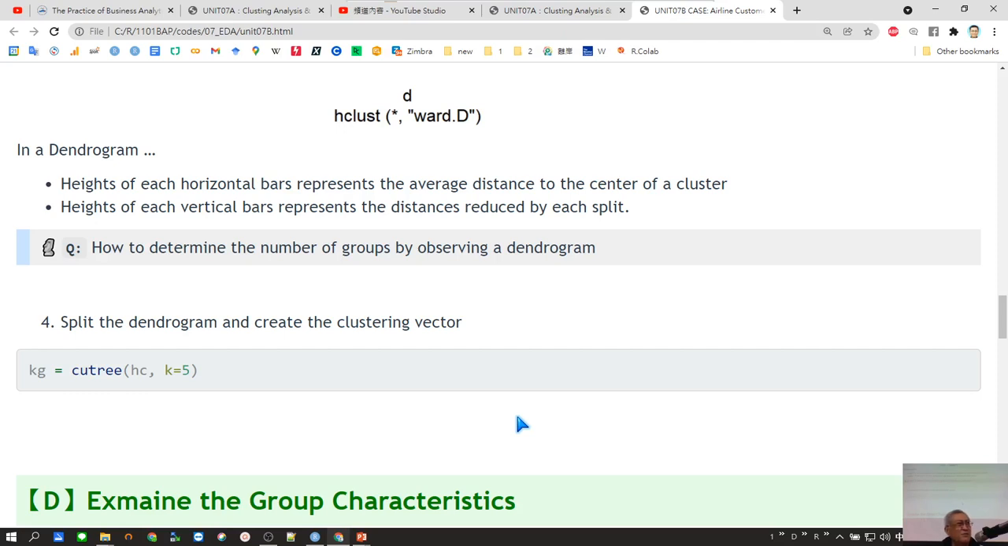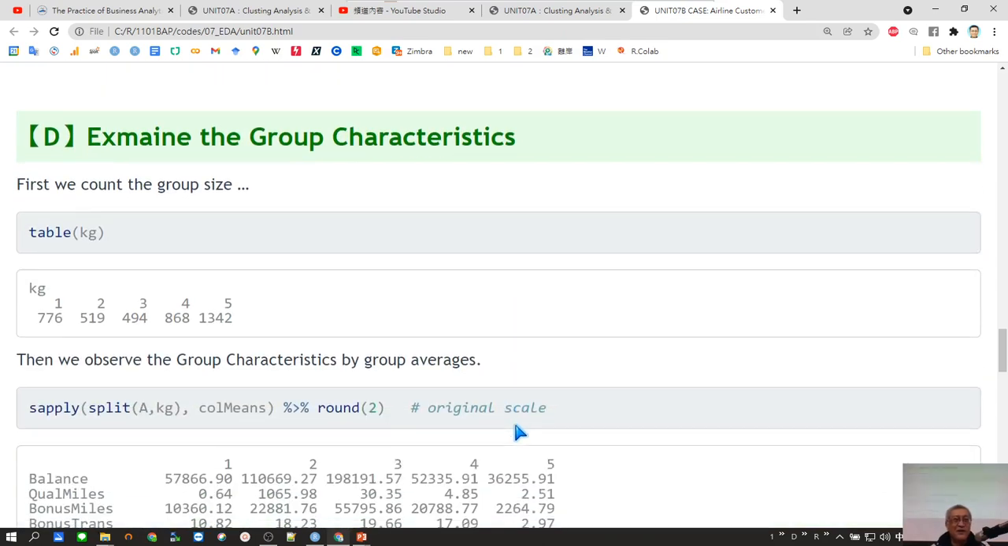Some people will tell you some criteria to determine the number of clusters, but mostly in clustering you are doing trial and error. Okay. I will show you later, after we finish this example, what the criteria is for a good number of clusters.